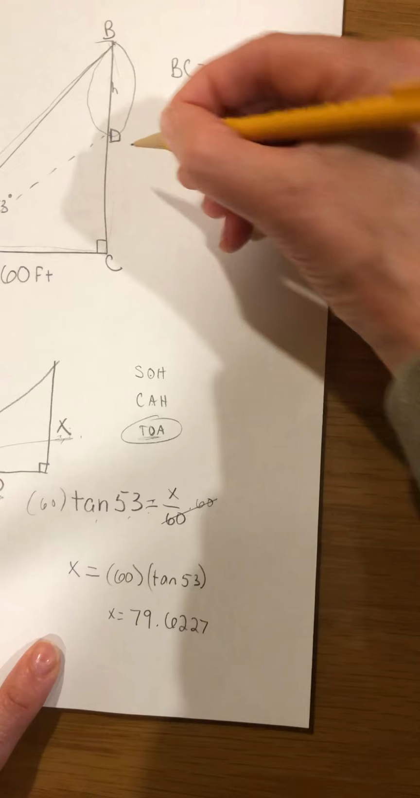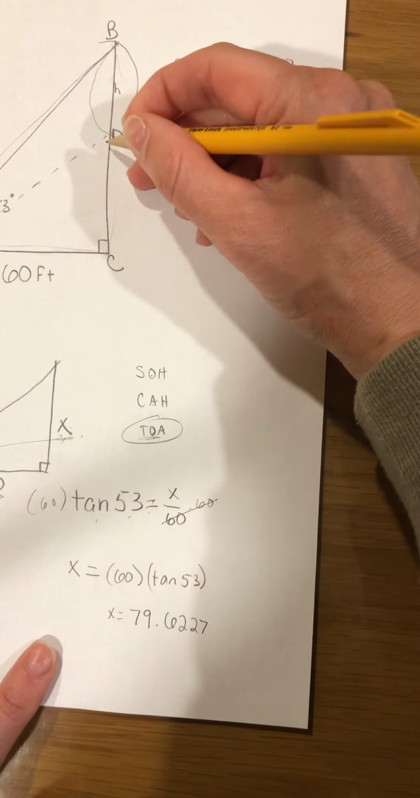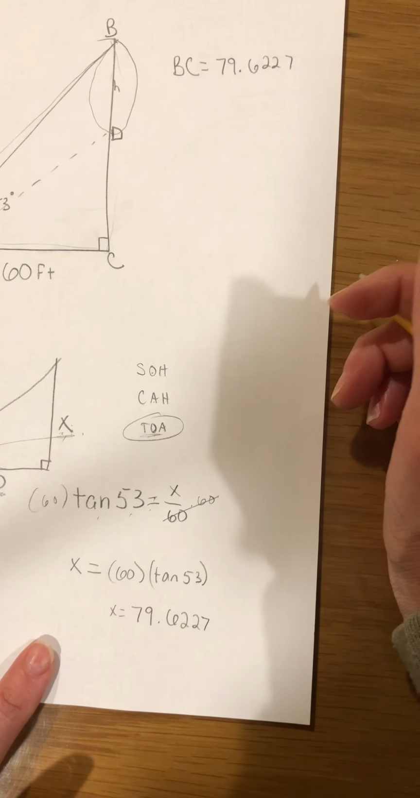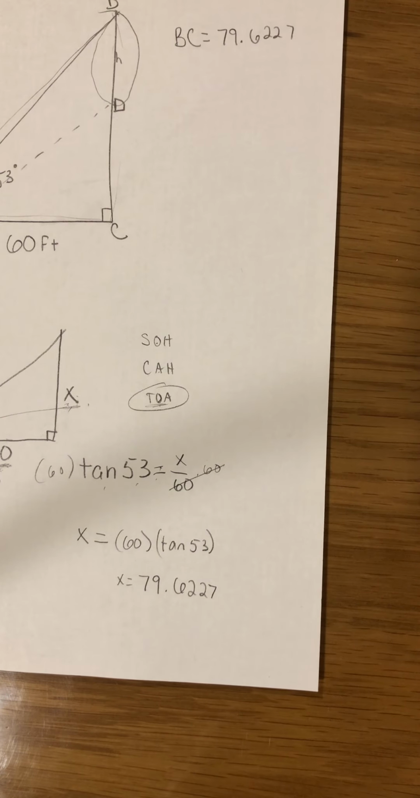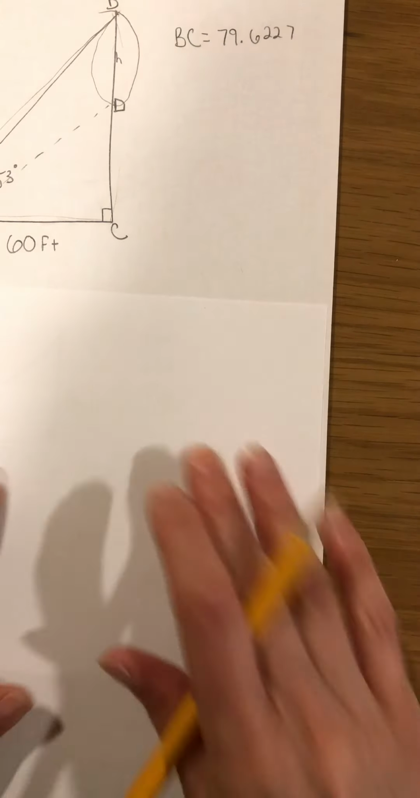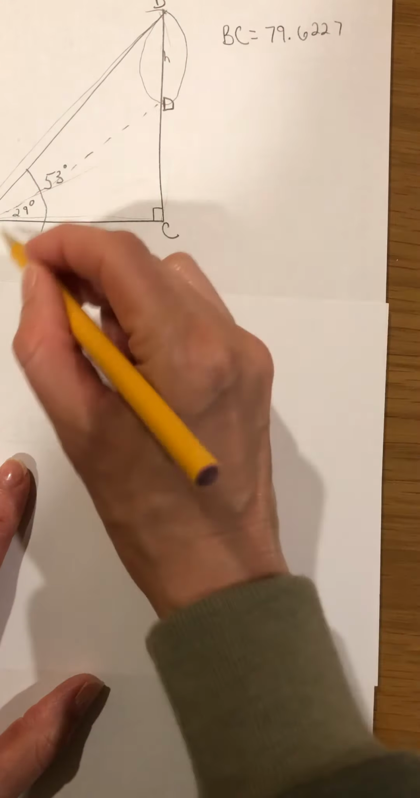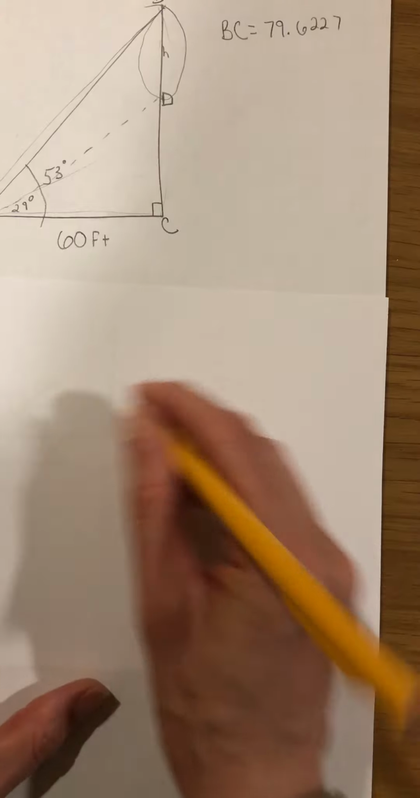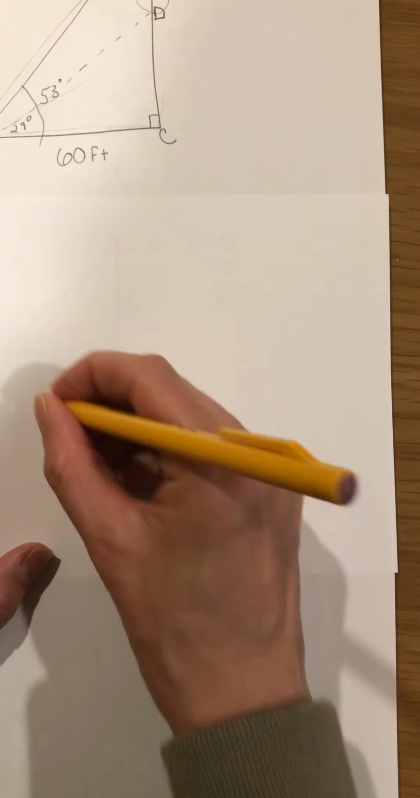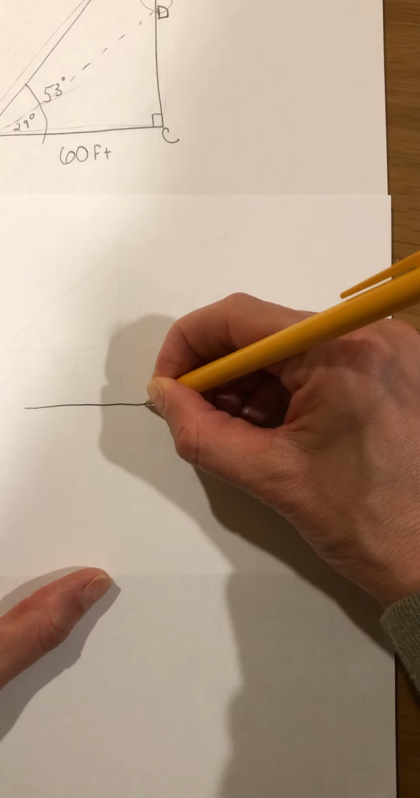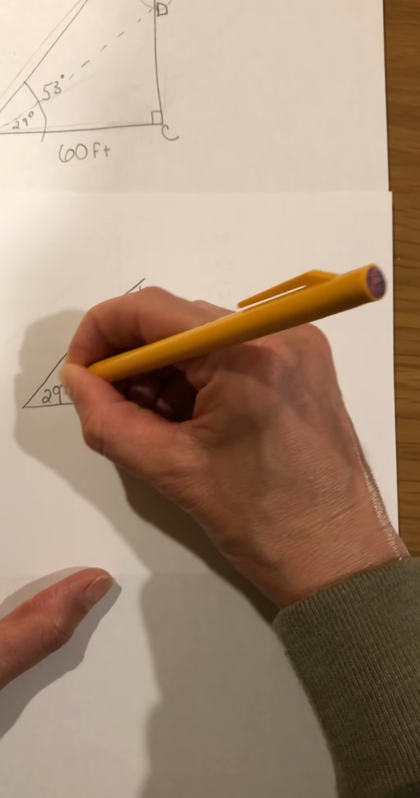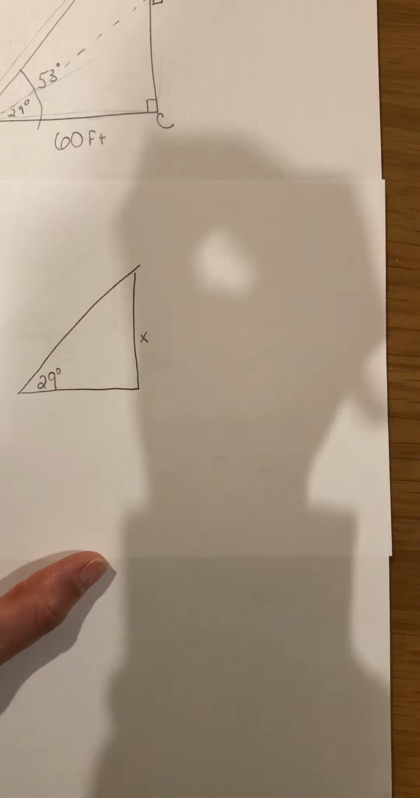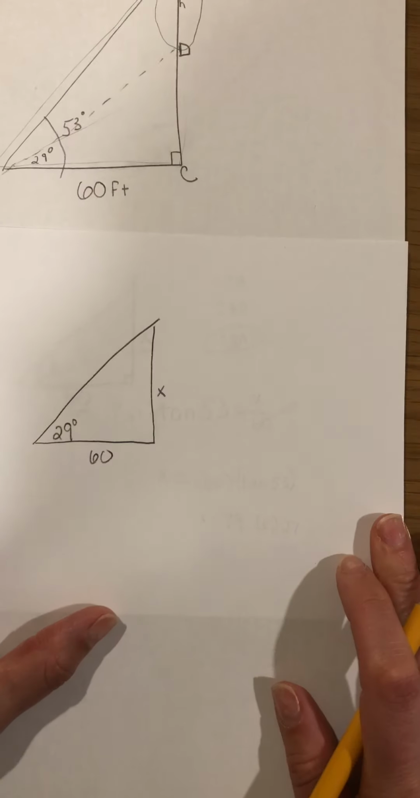79.6227. All right, now we need to find DC. Okay. So now we're going to use the smaller triangle, ADC. So now it's 29 degrees. This is, I'll just call it X again, and this is still 60.